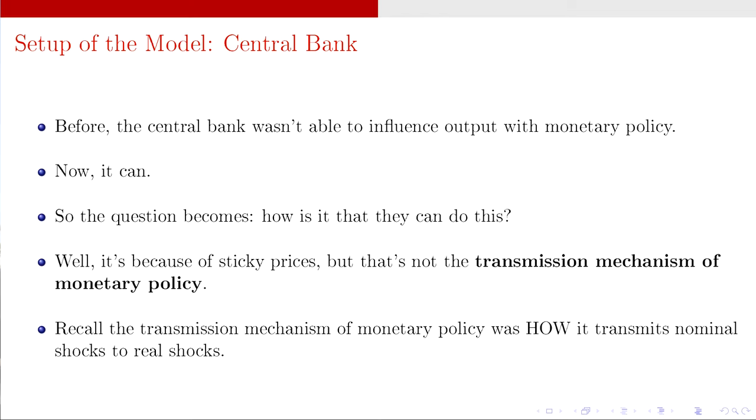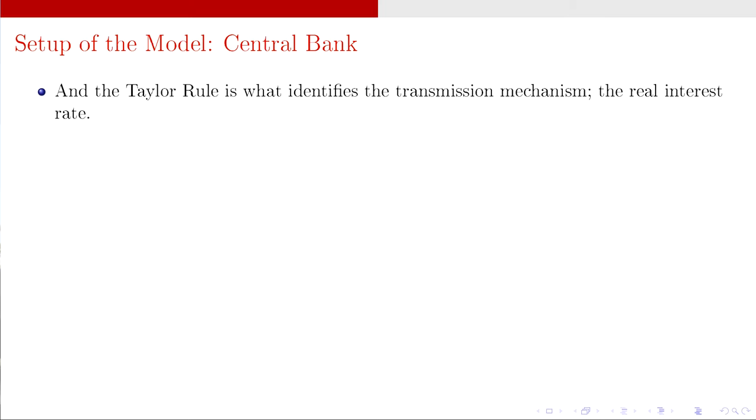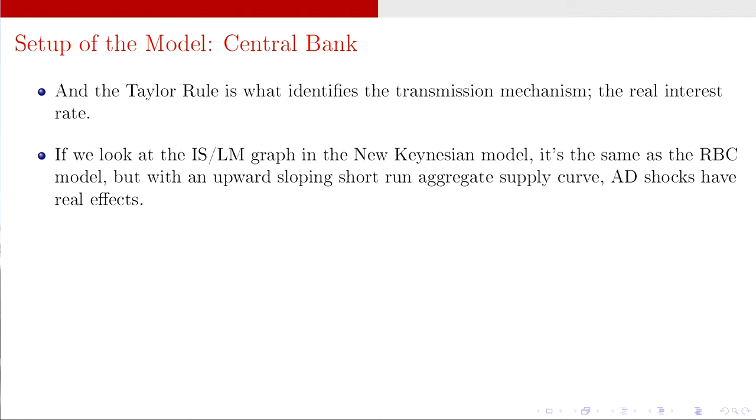I've talked about it once or twice throughout the course. It's really how monetary policy shocks, we'll say, can transmit these nominal shocks to real shocks, right? How nominal monetary policy shocks can ultimately influence real variables. And this transmission mechanism is really the variable through which monetary policy shocks actually transmit to real economic activity. Now, here the Taylor rule is what actually identifies the transmission mechanism. And the transmission mechanism in the new Keynesian model is considered to be the real interest rate.